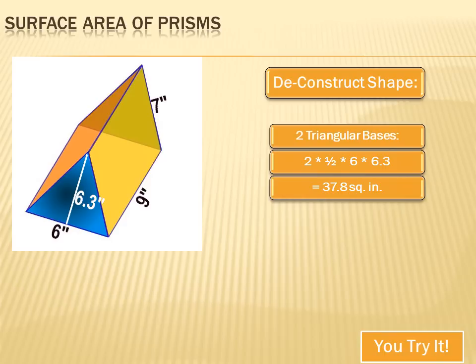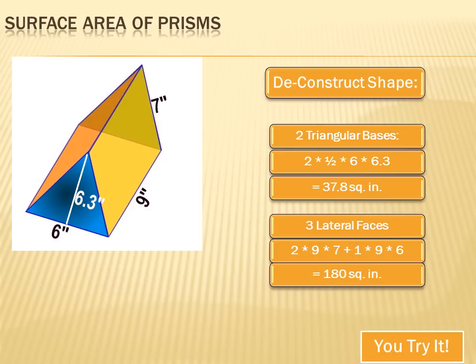How about the lateral sides? Well, that's a little trickier. There's 3 of them, but 2 of them are 9 by 7. That's 7 and that's 9. So I've got 2 rectangles that are 9 by 7, but the base is 9 by 6. So I've got 3 lateral sides, 2 that are 9 by 7, and 1 that's 9 by 6. So I've got a total contributed by the lateral faces of 180 square inches.